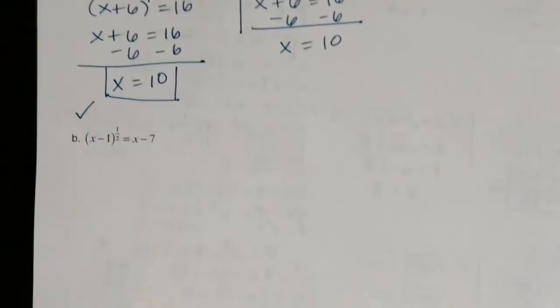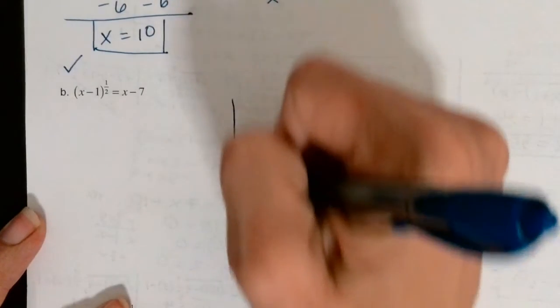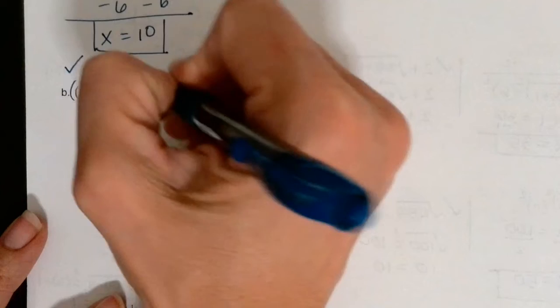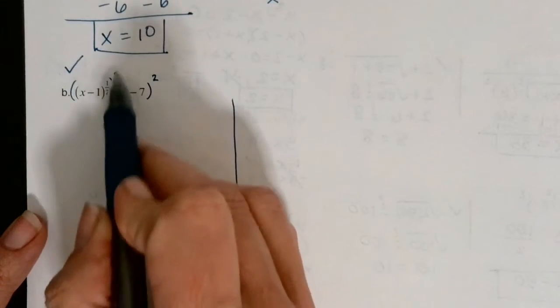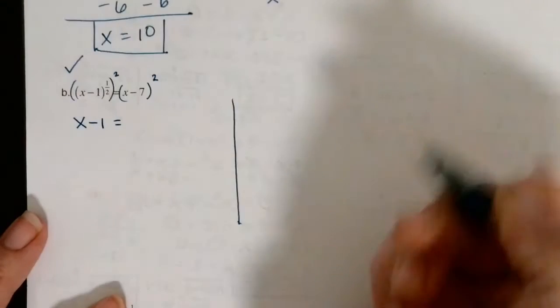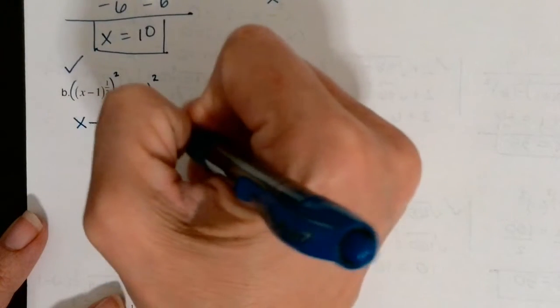I'm going to do it both ways just because I like to be super thorough. Okay, so again, I would raise that to the second power because that's going to make that fraction reduce to 1. So I just get x minus 1 on the left, but then I have to FOIL this.